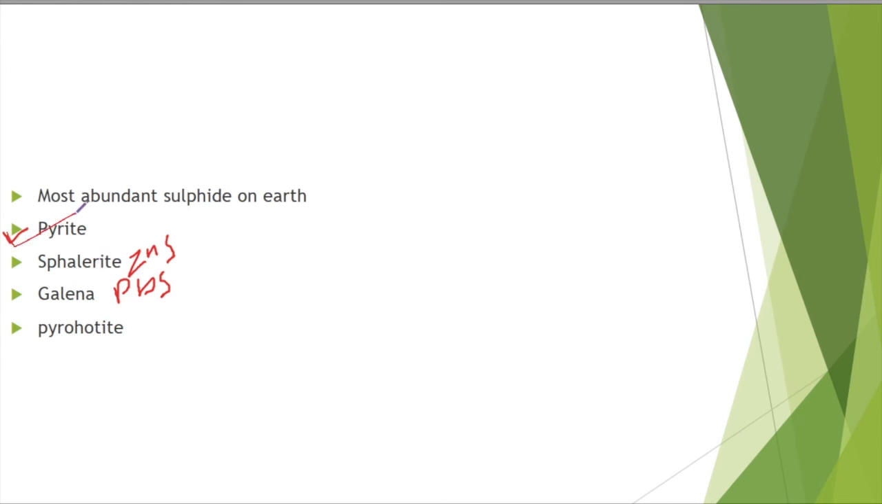The right answer is pyrite. It's the most abundant in earth. Okay, as we all know that altogether iron is in the whole earth, not in the crust. Iron is maximum. We know that. So the sulfide is the right answer. Pyrite. That is iron pyrite.